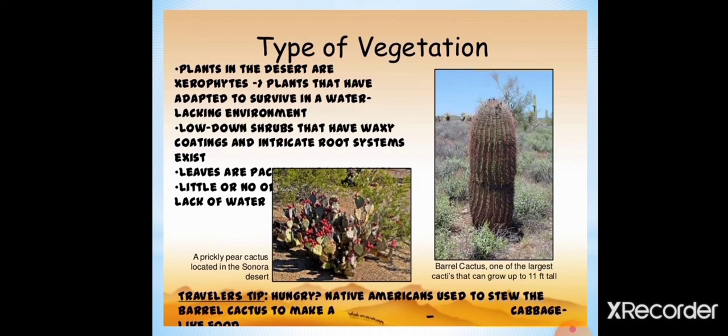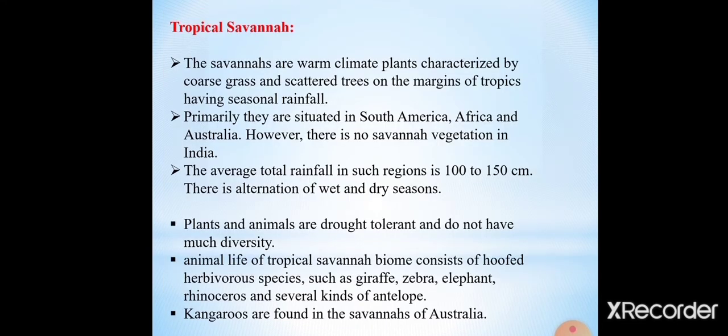Coming to the next one, that is the savanna biome. It is characterized by extensive cover of grasses with scattered trees. Grasses are dominant in this biome. It is a mixed woodland grassland ecosystem, so it is a woodland biome as well as a grassland biome.